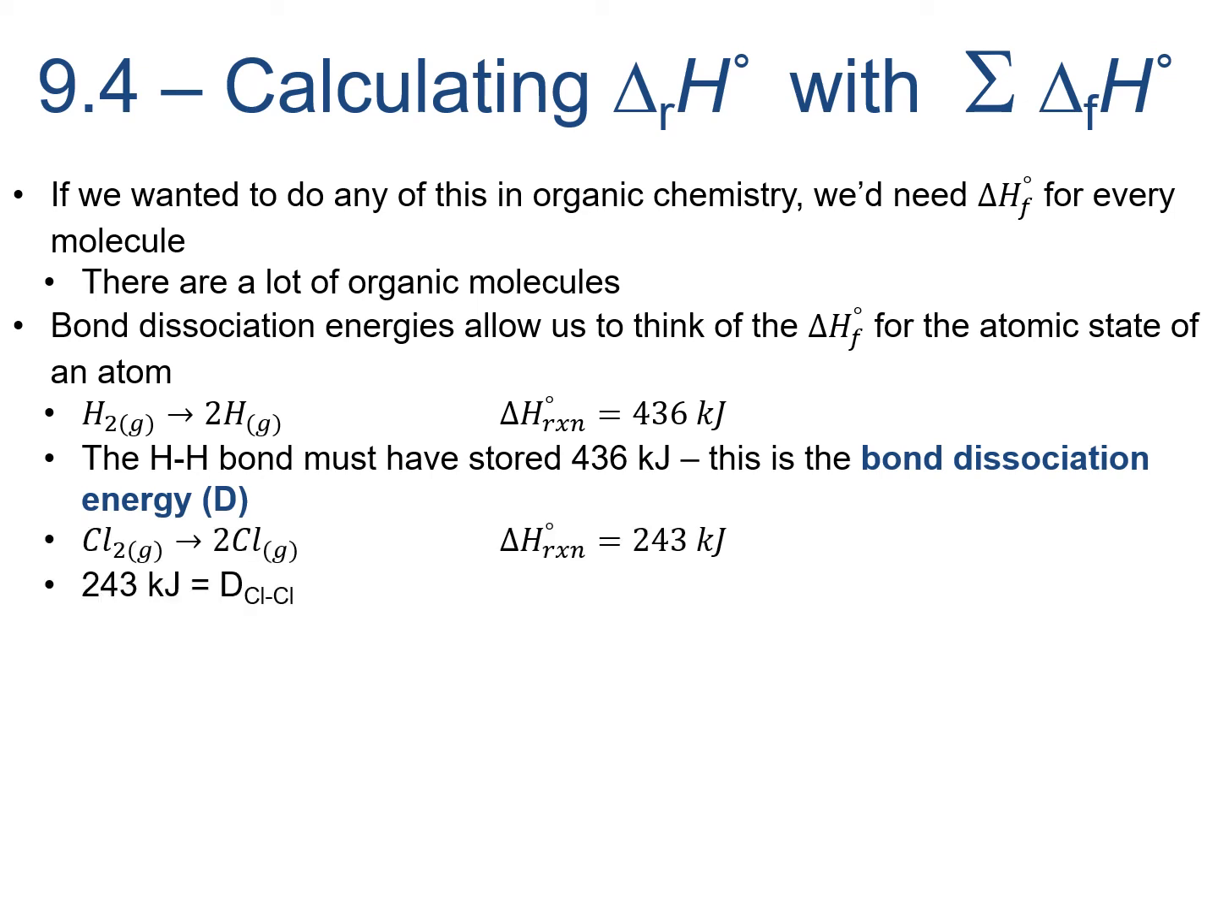We can do this with all sorts of molecules. Chlorine can be broken into two atoms for less energy, so the D for chlorine is 243 kilojoules per mole. Breaking H and Cl apart into atoms, not ions, gives us the HCl bond dissociation energy of 432 kilojoules. These values are given in table 9.3 under section 9.4 of your text.